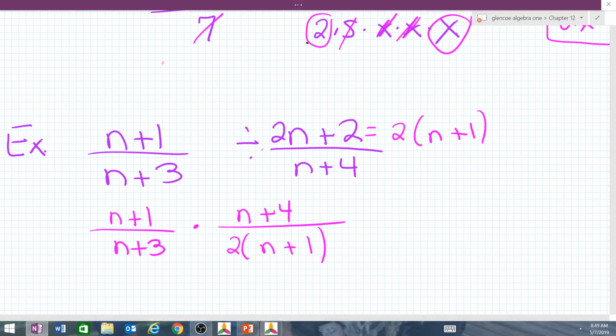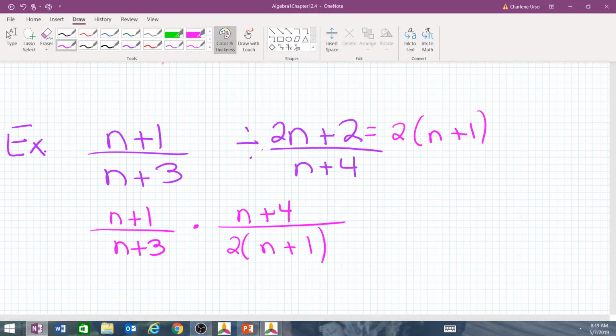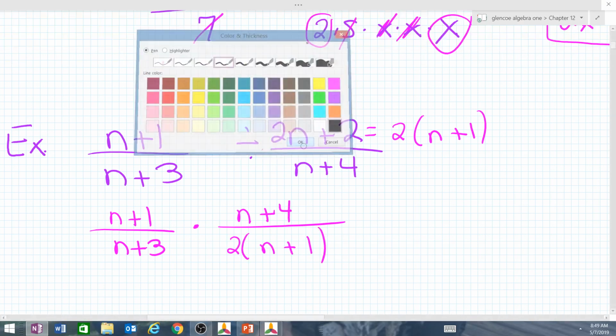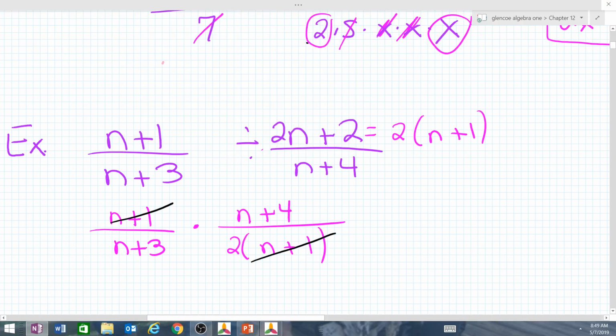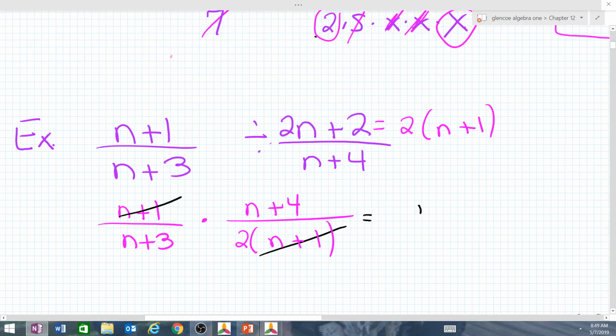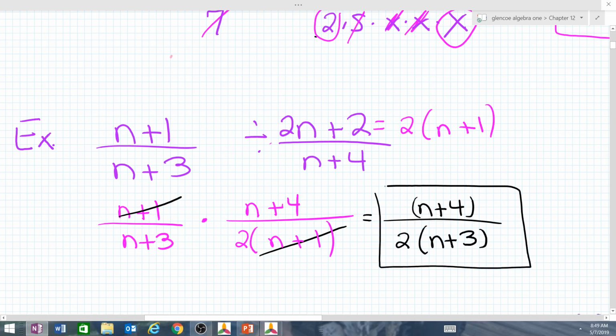And now we are ready to cancel. And so the n plus 1's cancel, which leaves me n plus 4 in my numerator, all over 2 times n plus 3 in my denominator. Does anybody have a question on that example?